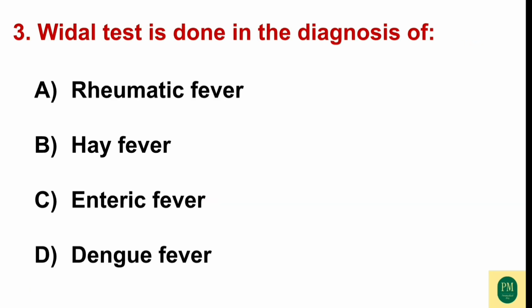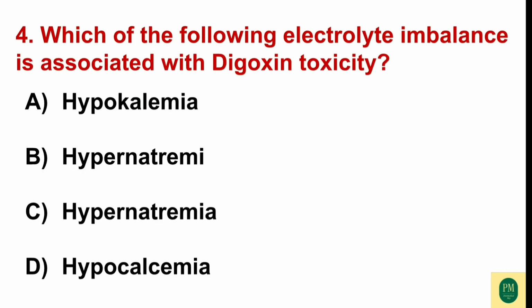Widal test is done in the diagnosis of option A. Rheumatic fever. Option B. Hay fever. Option C. Enteric fever. Option D. Dengue fever. The correct option is option C. Enteric fever.